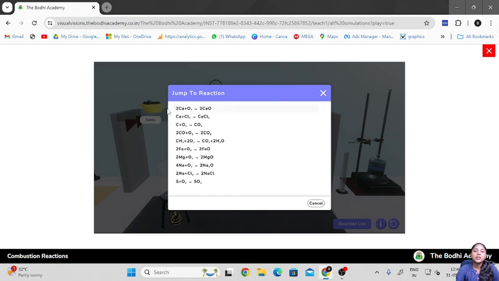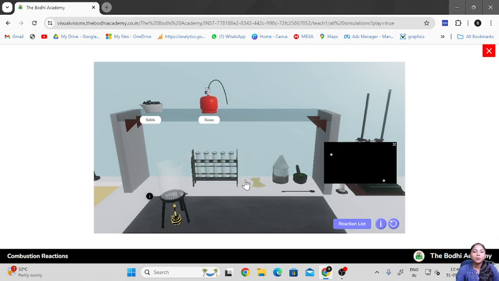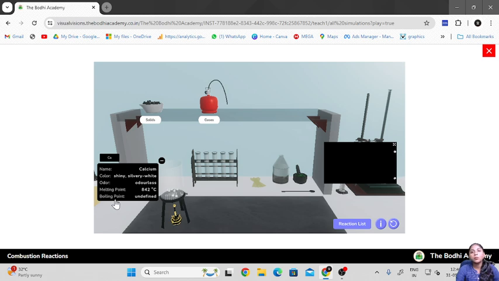So these are some of the examples of combustion reaction. For example, calcium plus oxygen, we get calcium oxide. So let us try to perform it. We'll add 2 moles of calcium in a beaker. So here the substance which we have added in the beaker is calcium. Its color is usually shiny silvery white. It is odorless. Its melting point is 842 degrees Celsius and the boiling point is undefined.